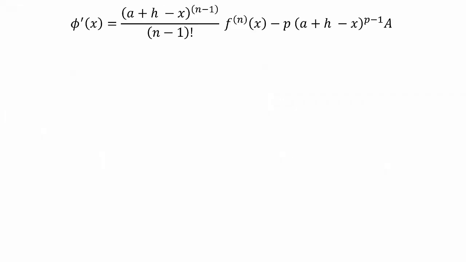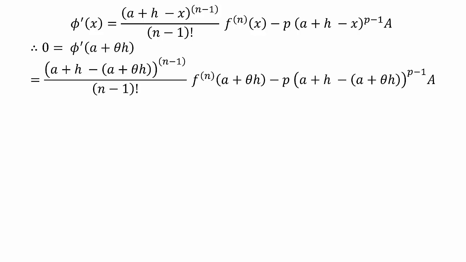If we simplify this, we will get phi dash x equal to (a plus h minus x) raised to n minus 1 divided by n minus 1 factorial into f^n x minus p into (a plus h minus x) raised to p minus 1 into A.